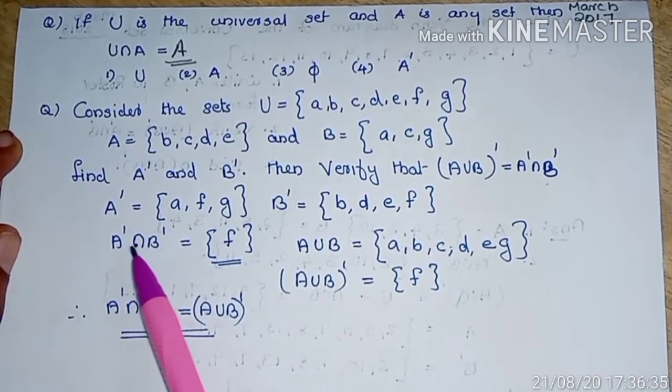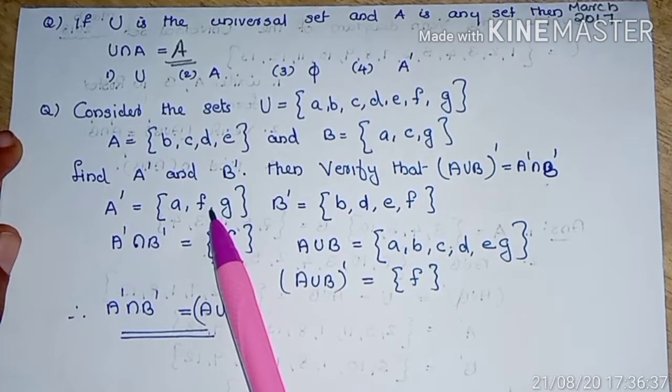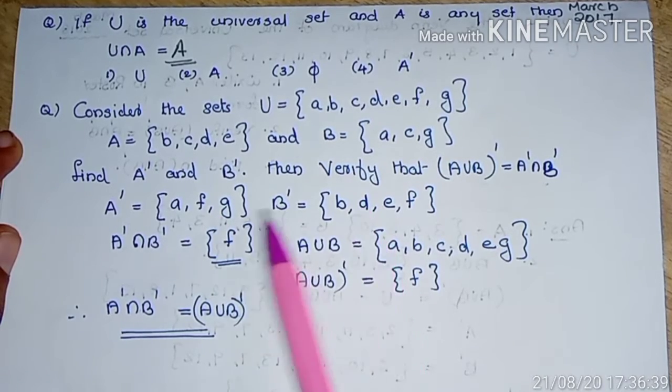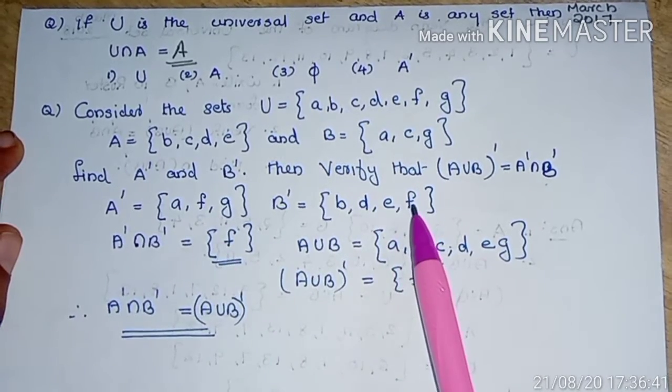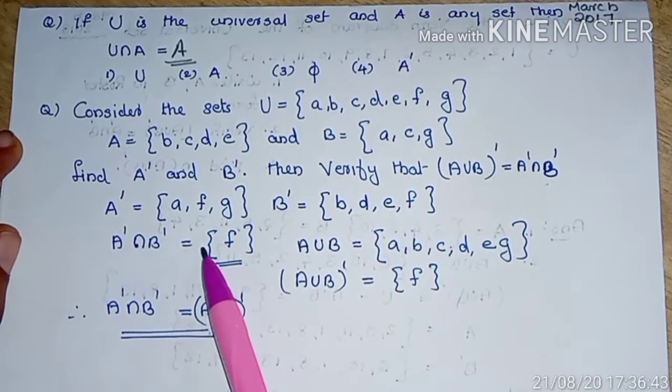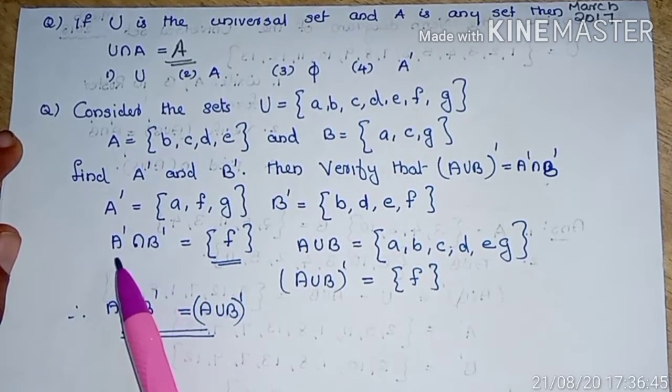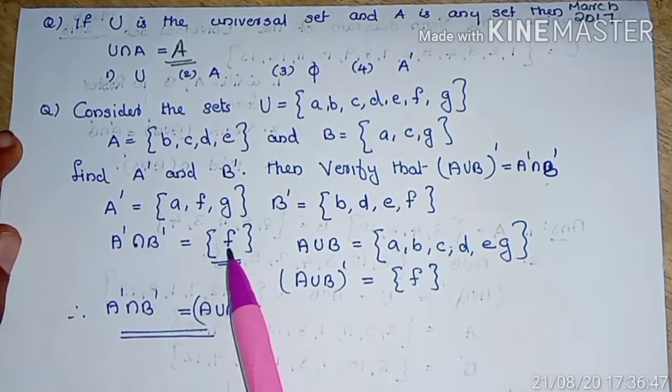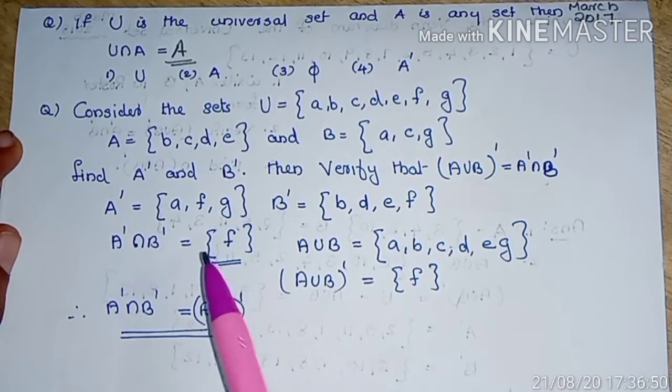Then A' intersection B'. Common to both A' and B'. Which is the element? F. F is common to both A' and B'. So A' ∩ B' equals set {F}, singleton F.